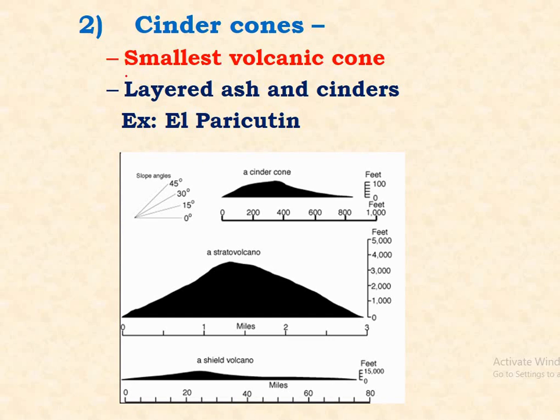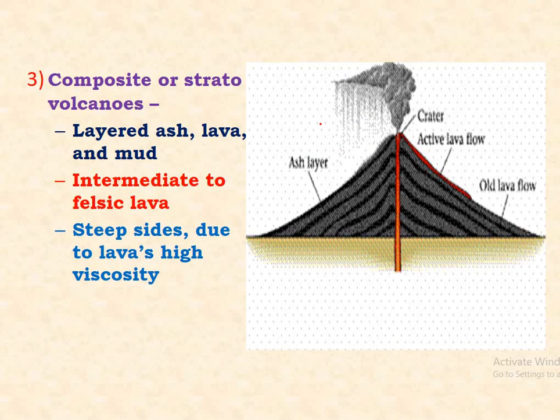The second one is the cinder cone. These are the smallest volcanic cones, made of layered ash and cinders, for example Paricutin. And the third one is the composite or strato volcano.